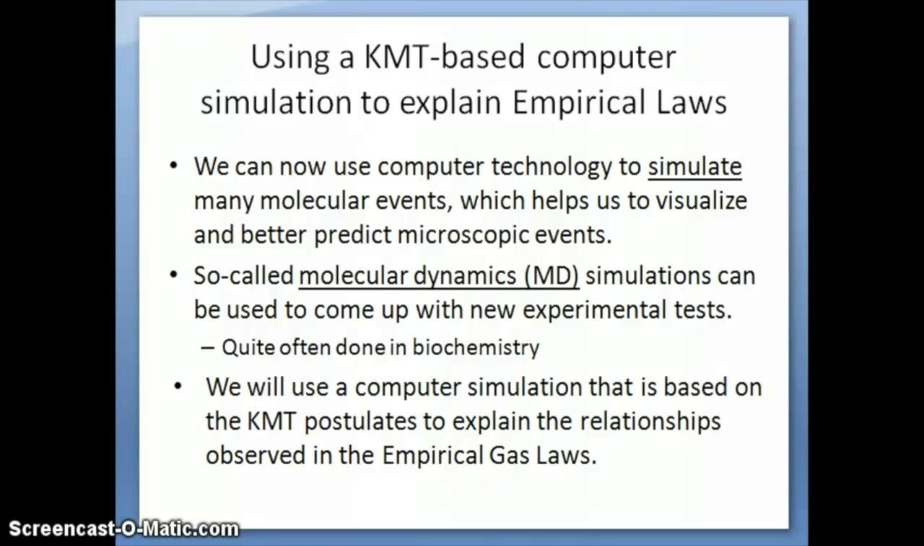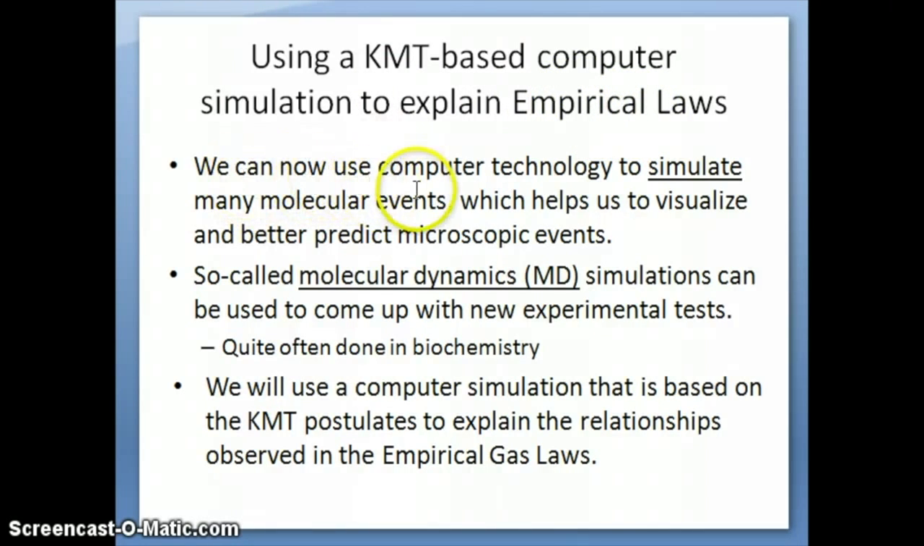Hi everyone. In this video on the kinetic molecular theory, I want to highlight this idea that we tend to use computer simulation to learn about particular microscopic systems. What I want to do in this video is to have you go through a particular simulation that's based on the kinetic molecular theory and see that the simulation allows us to explain the relationships that are observed in the empirical laws, okay, Boyle's law and so on.